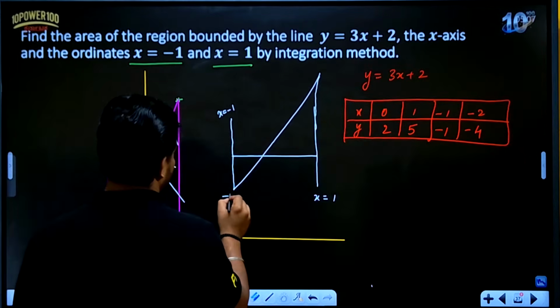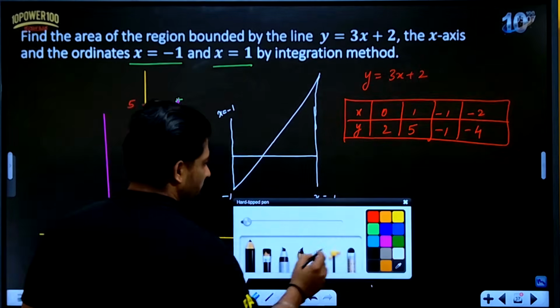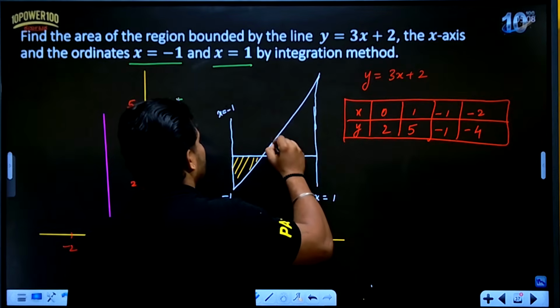So this is -1 and this is +1. So this is how the area is. Okay, so we are going to find the area bounded by this region.